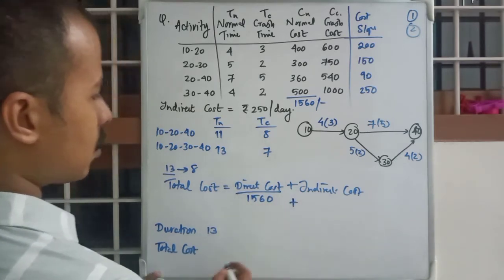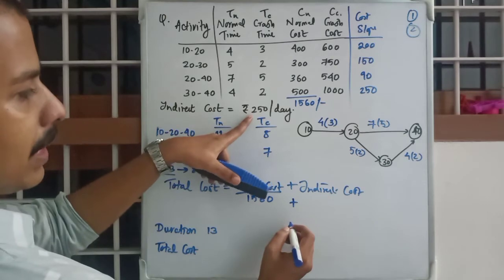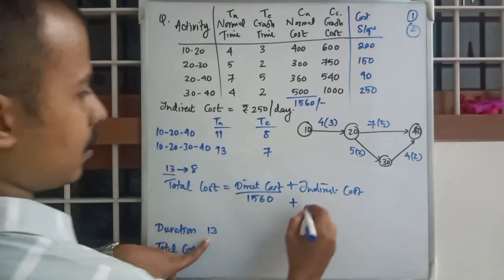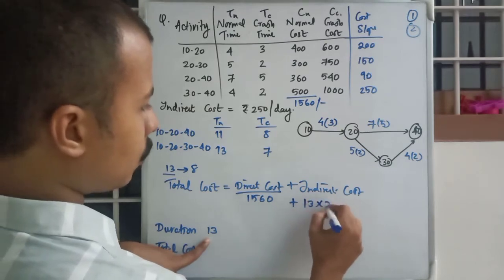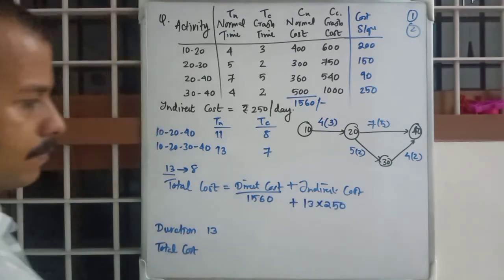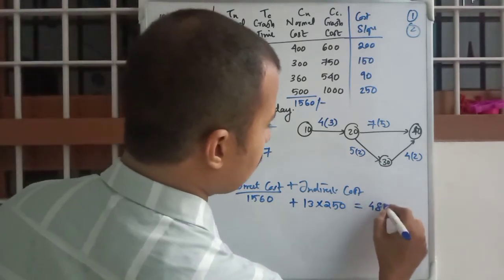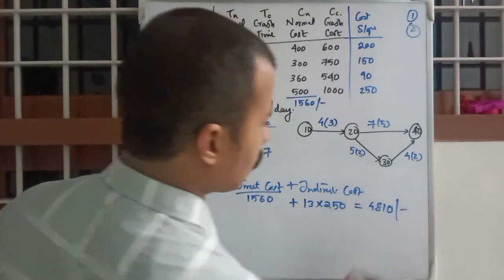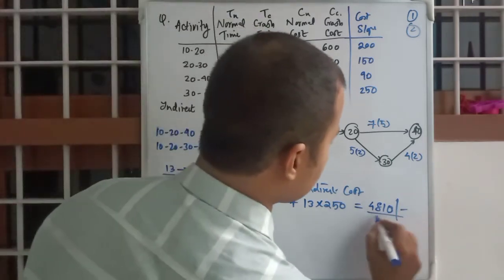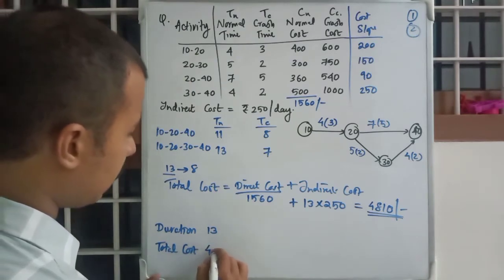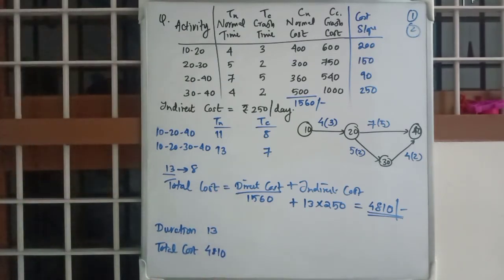What will be the indirect cost? 250 per day. There are 13 days. Right. So 13 into 250. Okay. So you will get 4810 rupees. So that is the current total cost. So we will just write it corresponding to 13 days: 4810. Okay. This is the total cost corresponding to 13 days.